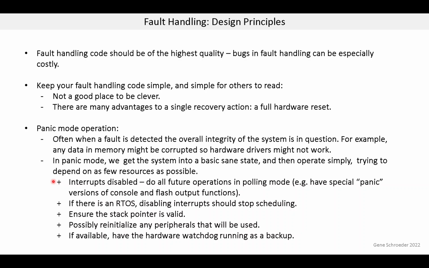So for example, we immediately disable interrupts. For all future operations, we do them in polling mode. For example, we have special panic versions of console and flash output functions that poll, and of course they block, which we normally don't do. If there's an RTOS, disabling interrupts should stop scheduling, but you need to make sure that's true.